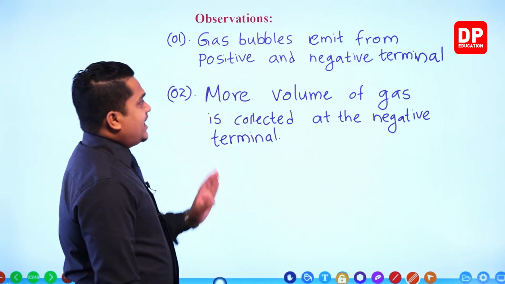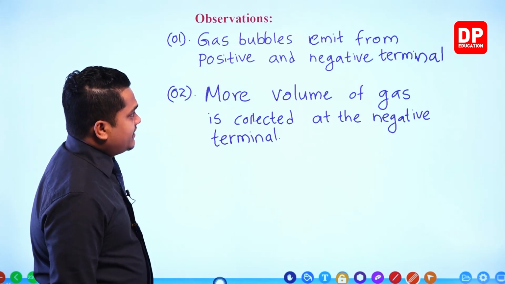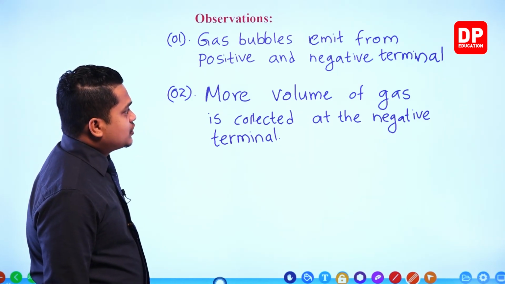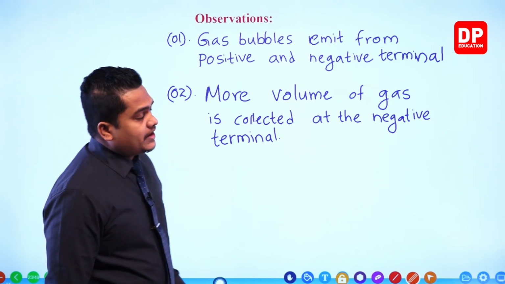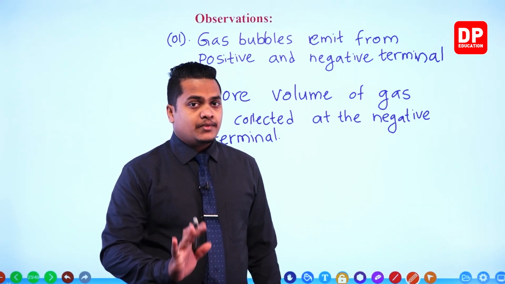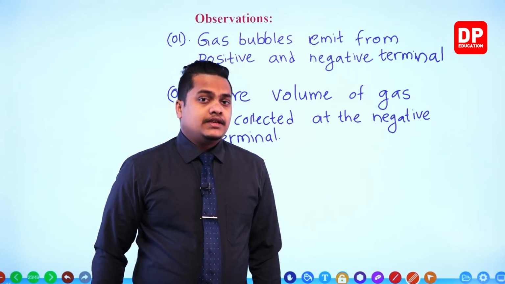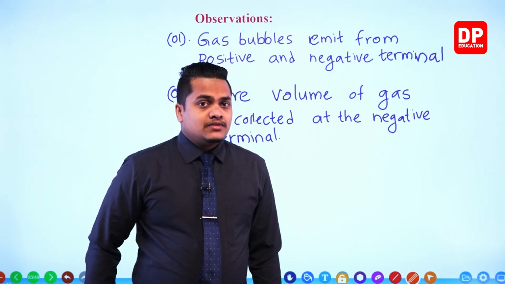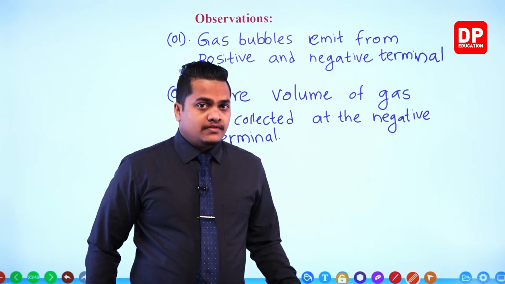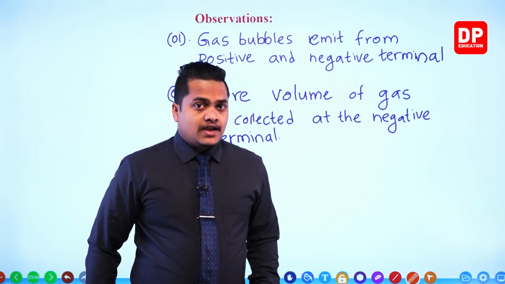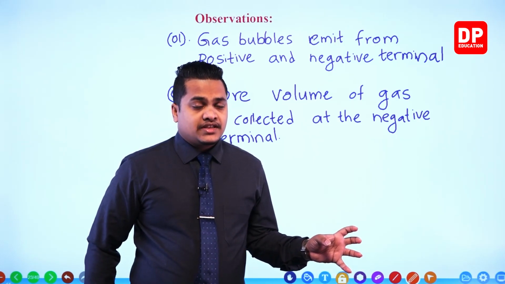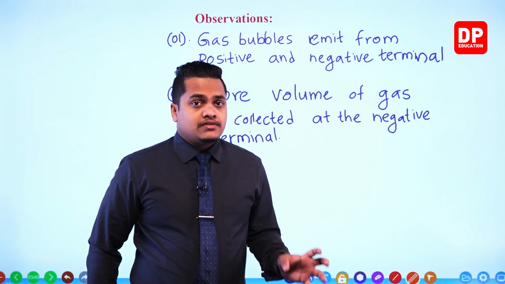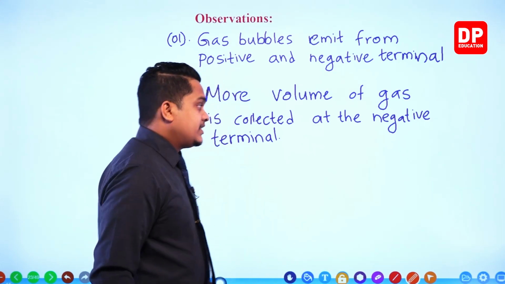So my dear children, here I have mentioned gas bubbles emit from positive and negative terminals, right? So more volume of gas is collected at the negative terminal. So we don't know what are these gases. So in the conclusion part, I'm going to write down the two types of gases which is going to emit, because over there we conducted another experiment to see whether the gases which are going to emit is oxygen or hydrogen, right? So let's head on to see the conclusion then.